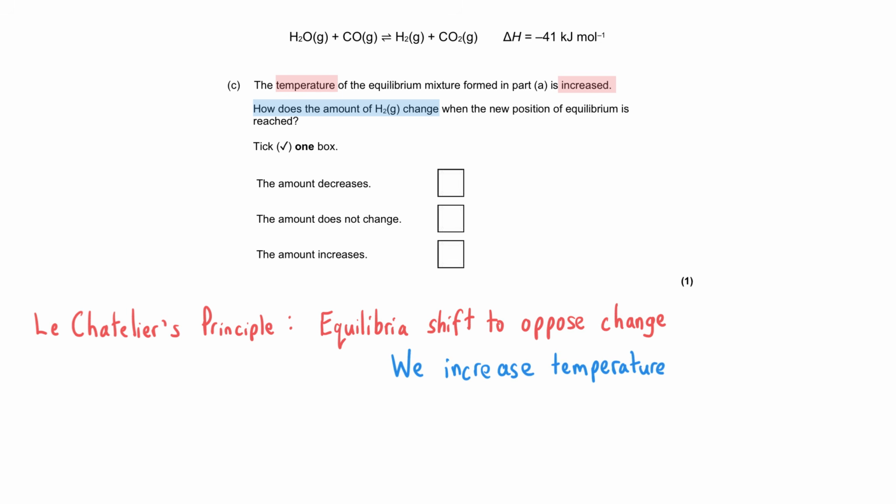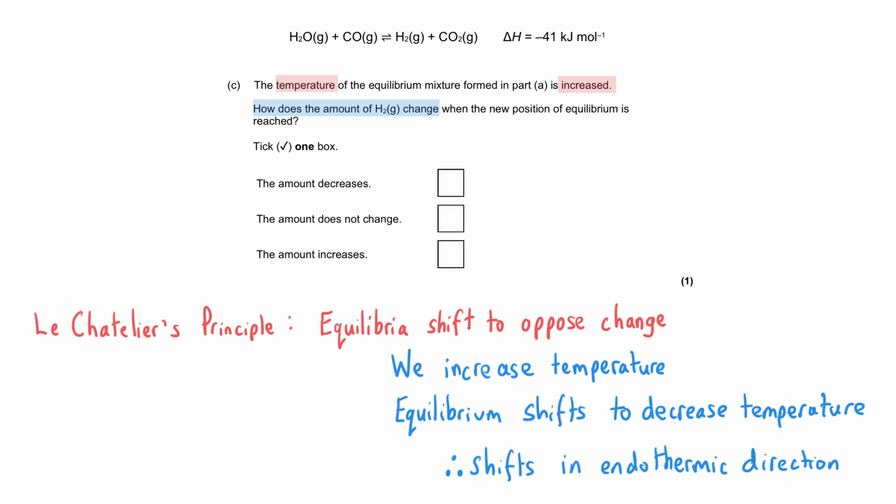We have increased the temperature, so the equilibrium will shift to decrease the temperature. And that means that the equilibrium will shift in the endothermic direction, because that's the chemical reaction that results in a decrease in temperature. And so we were told that the forwards reaction has a negative enthalpy change, meaning that that was exothermic. So that means that the backwards reaction is endothermic. So the equilibrium will shift towards the reactants.